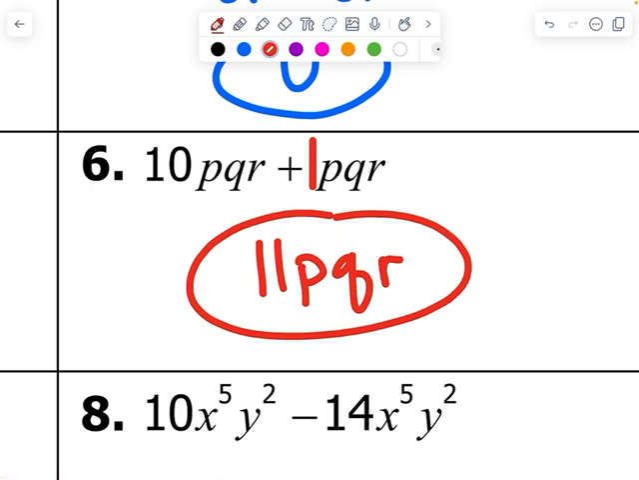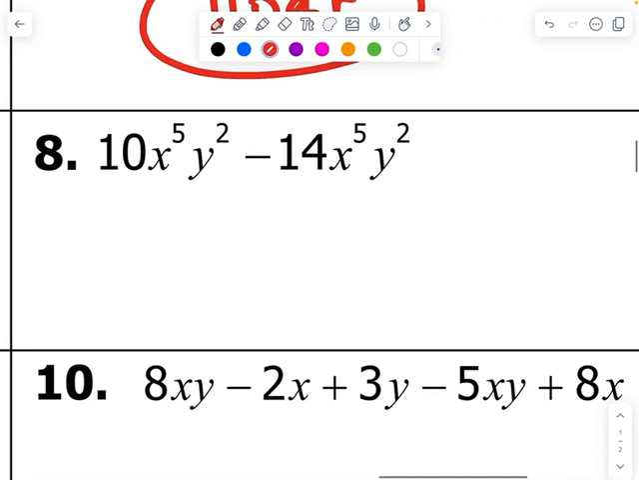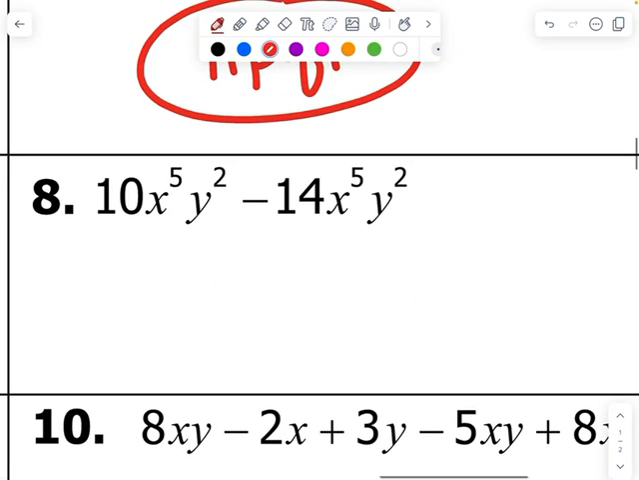We're going to skip number 7. I want you to look at number 8, and I want you to come up with the answer to number 8 without me. So I'll give you about 20 seconds. See if you can do number 8.